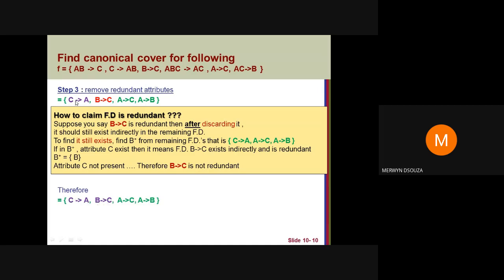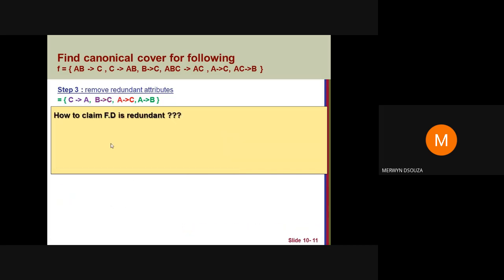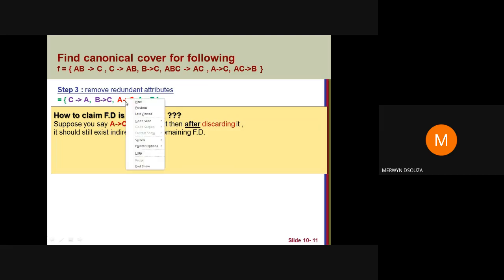So we have checked C determines A, and B determines C, we just checked. We cannot discard them. Now check the next one, A determines C. Again, check whether it is present in the remaining FDs after discarding A determines C. Remove this, and in the remaining FDs, it should be present.